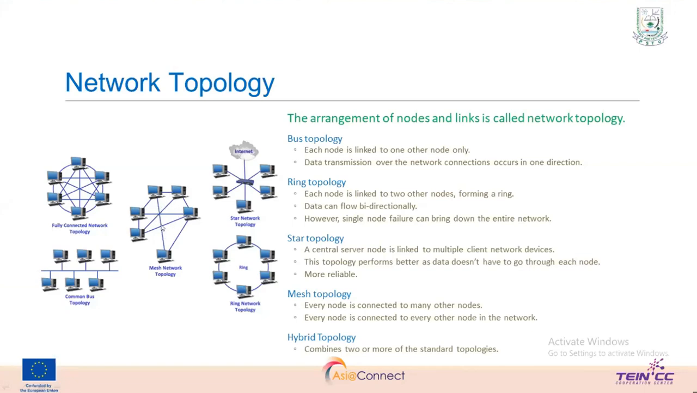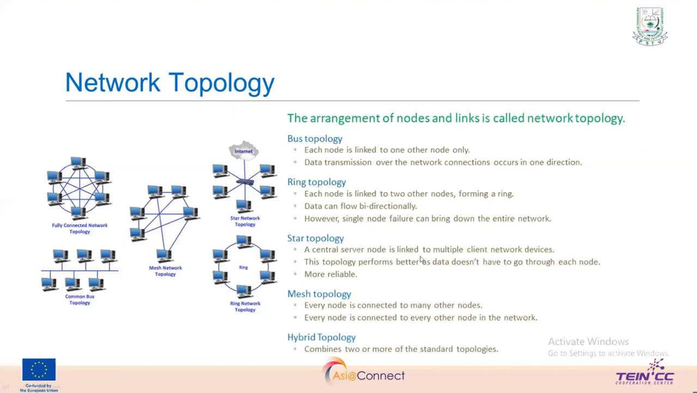This is the figure of mesh topology. Every node is connected to every other node in the network. So each node has a connection with all other nodes. There are partial mesh or fully connected mesh networks. A hybrid topology combines two or more standalone topologies. Here, the connections form via ring and mesh.